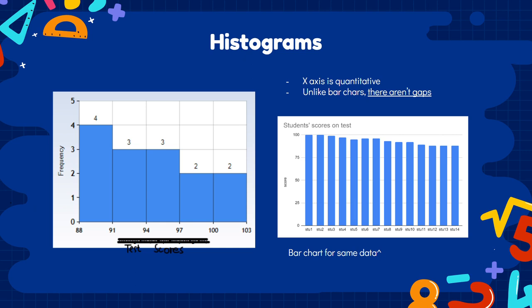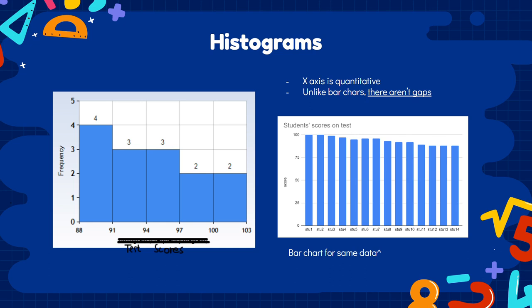So the two things that separate a histogram from a bar chart are what's on the x-axis and whether there's gaps or not. Now I have two similar sets of data, right? Students' test scores. So I have a bar chart for that data, and if you look at the bottom, it's categorical, right? Each bar, the bottom of it is a student, right? It's not a number, it's like a given student.